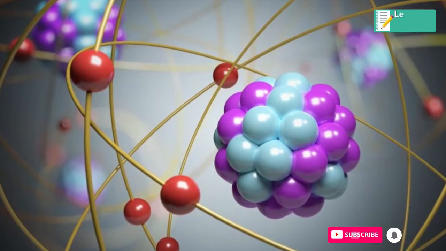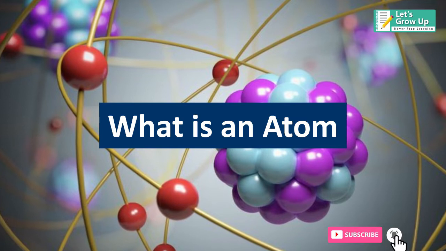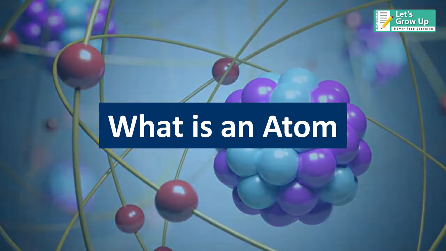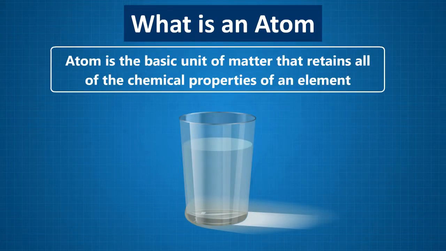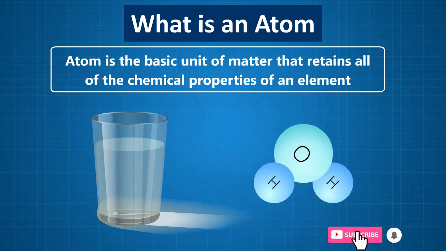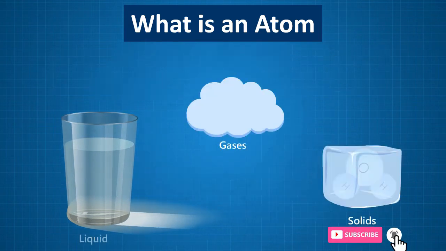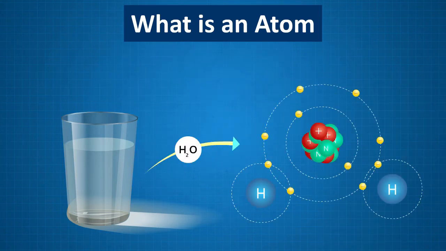Today, everyone knows what an atom is, but it was very difficult to understand before the 5th century BCE. Let's learn what an atom is. An atom is the basic unit of matter that retains all the chemical properties of an element. When atoms are combined, they form molecules, which then interact with each other, forming solids, gases, or liquids. For example, hydrogen and oxygen atoms interact with each other and combine chemically to produce molecules of water.